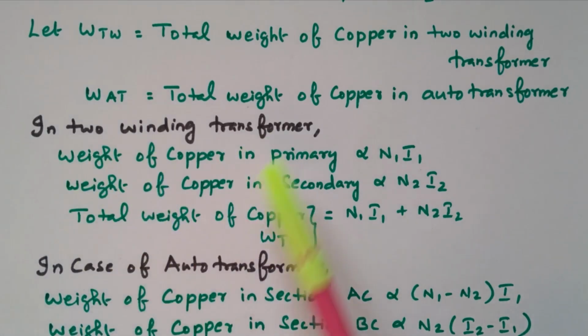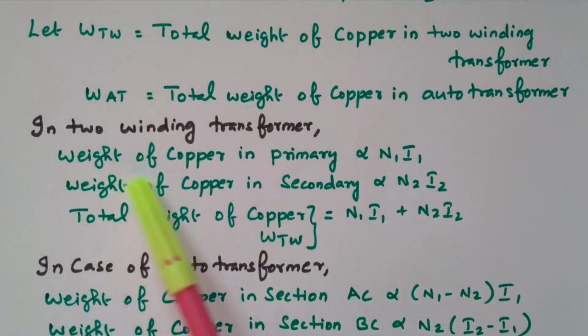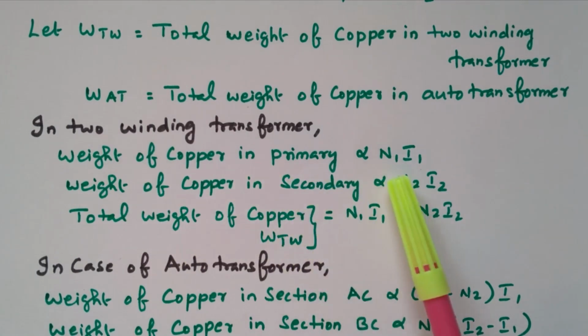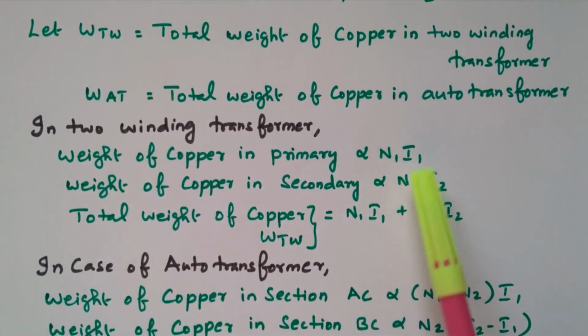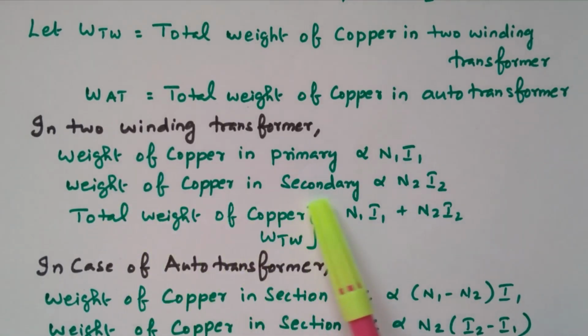First we will see the two winding transformer. The weight of copper in the primary winding is N1 into I1. We already discussed the weight depends upon the number of turns and current. So the primary winding means it is N1 and I1. In case of the secondary winding it is N2 I2. So the total copper required is N1 I1 plus N2 I2. So the copper requirement in the two winding transformer is N1 I1 plus N2 I2.